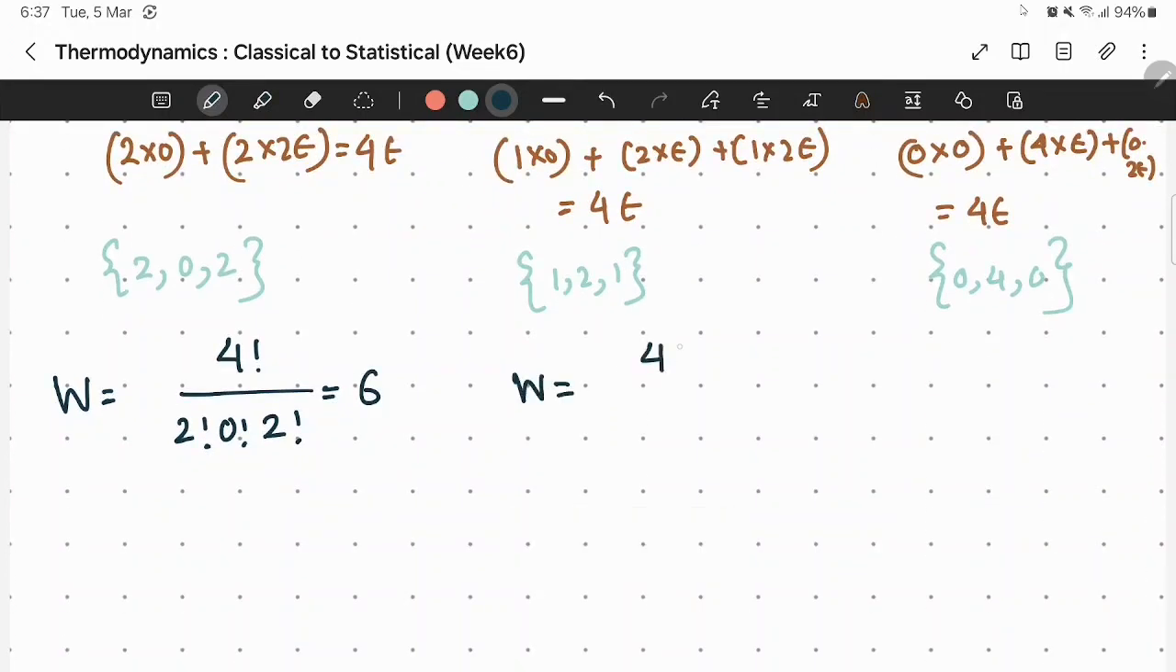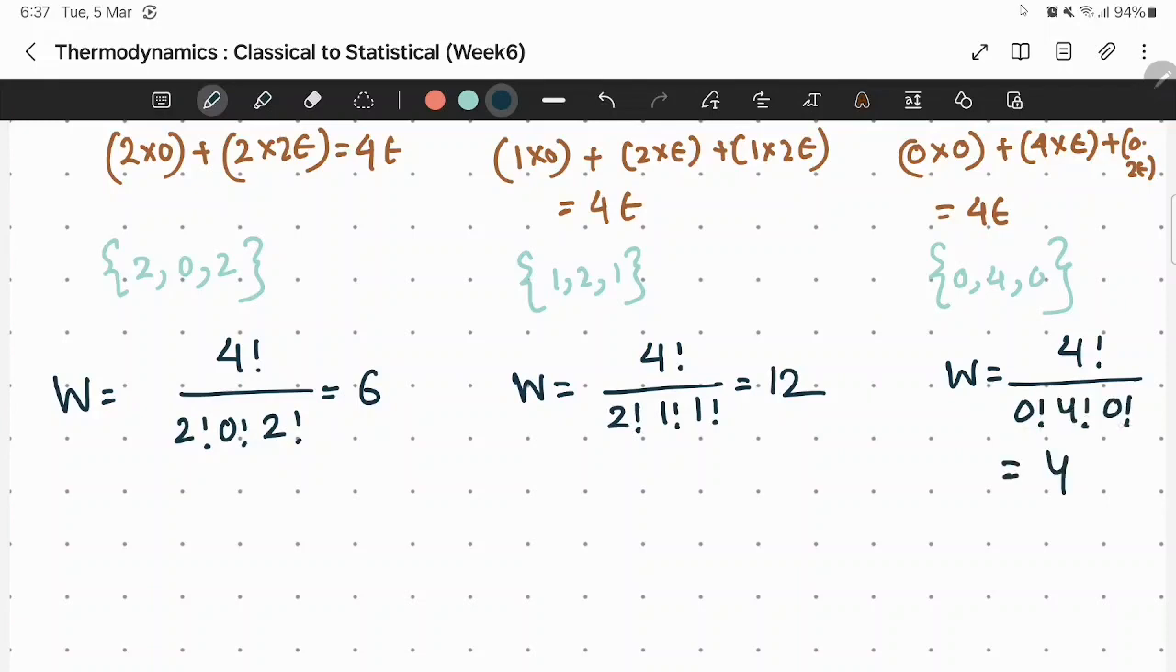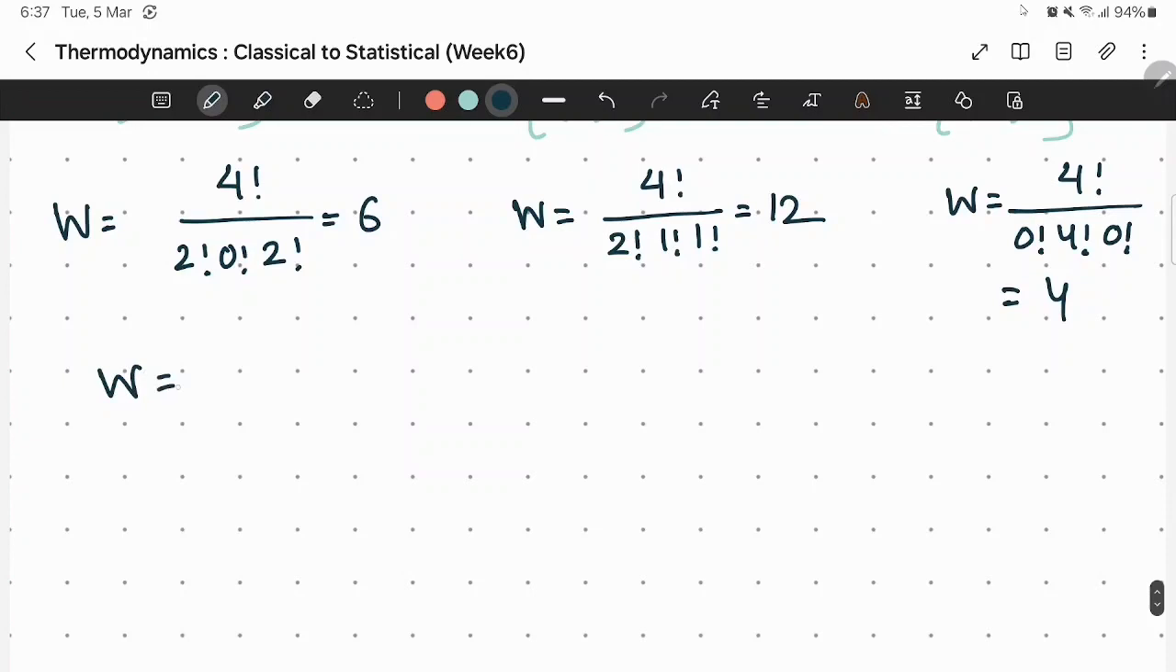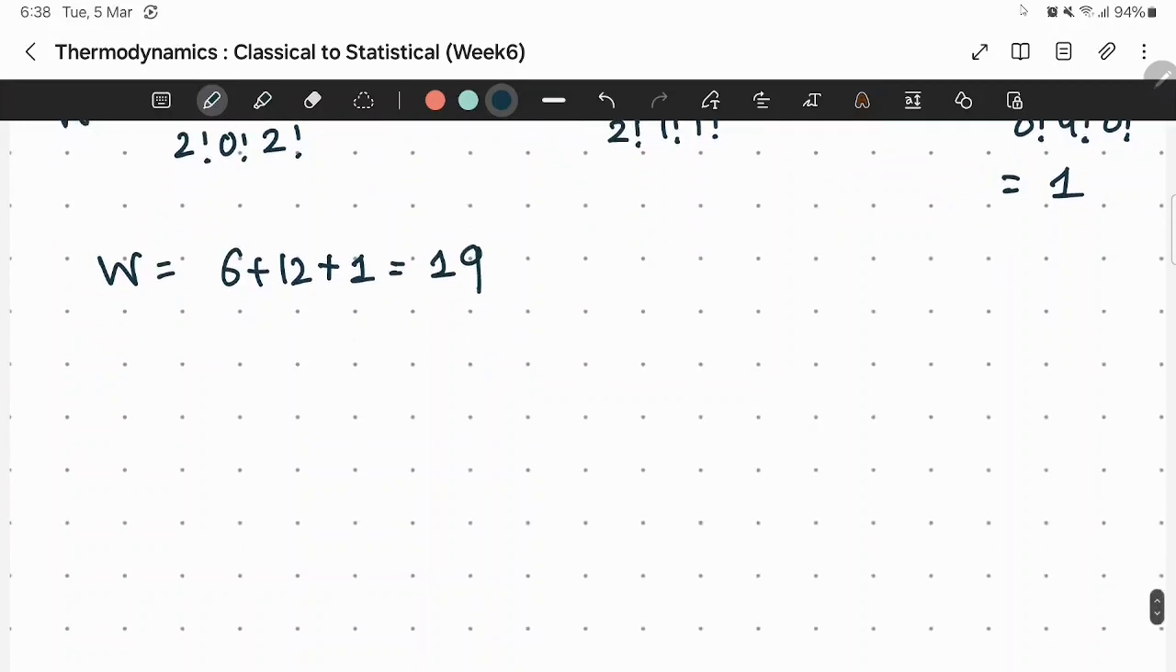Here, it will be 4 factorial by 2 factorial, 1 factorial, 1 factorial. So eventually it will be 12. And here, it will be 4 factorial by 0 factorial, 4 factorial, 0 factorial, it is 1. So total number of W will be 6 plus 12 plus 1, so it's eventually 19. So W will be 19. In this way, you have to do.